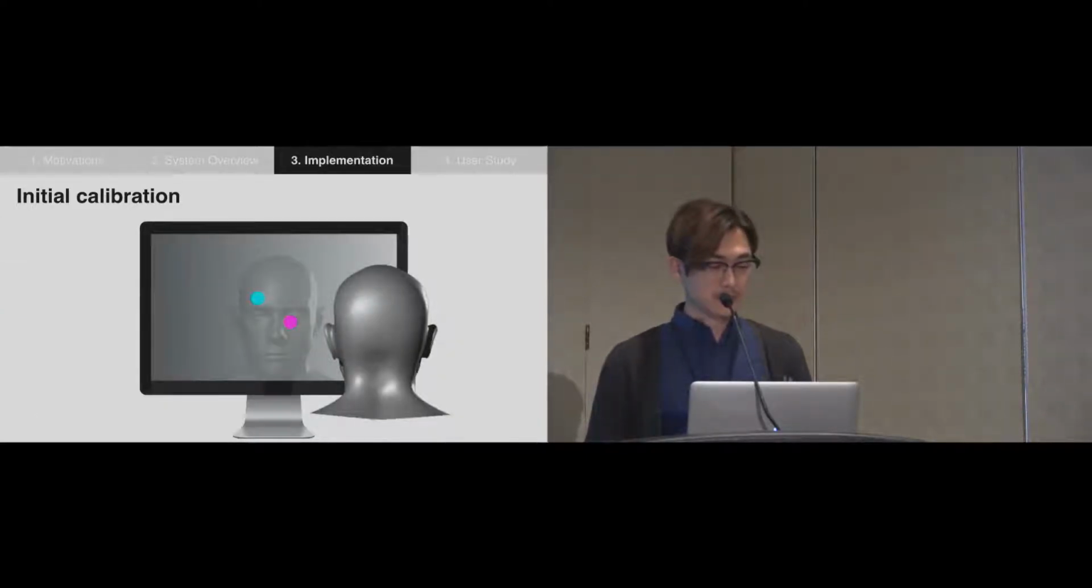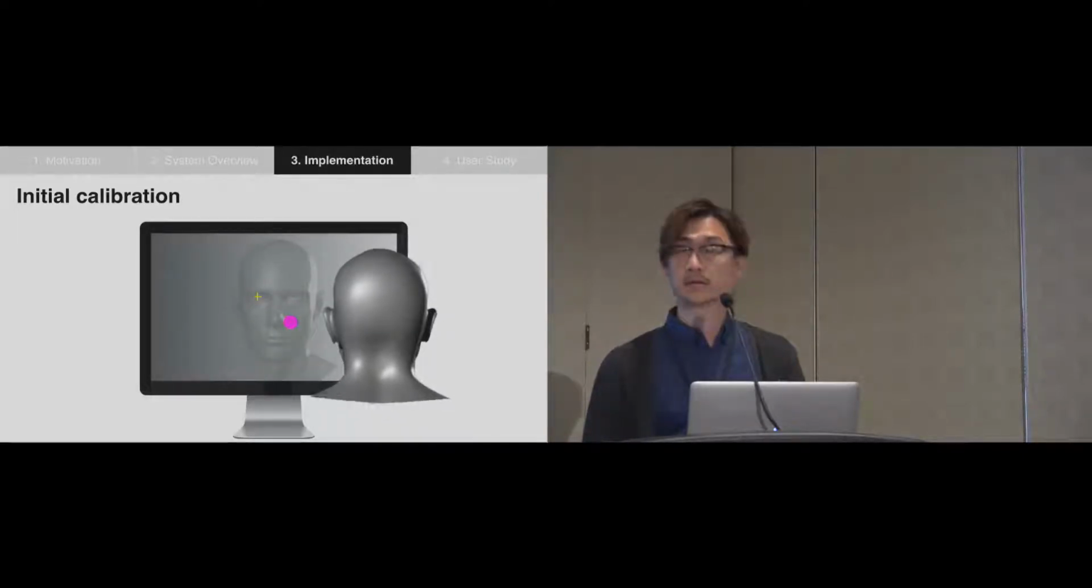As previously mentioned, the system estimates the reflection by transforming the captured image with the scale and translation factor. For getting these factors, initial calibration is required. A user needs to calibrate by conducting a pointing task with the feature point of his face. In this animation, the user is using his left eye as a pointing device.